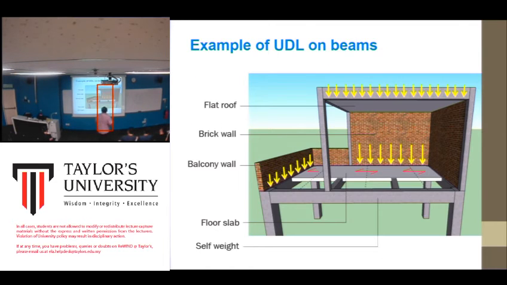Okay. Example of a UDL in a building. For example, here, floor slab. This, the beam own weight. And then on top of the beam, the wall. Slab. Roof slab. Sorry, flat roof slab.